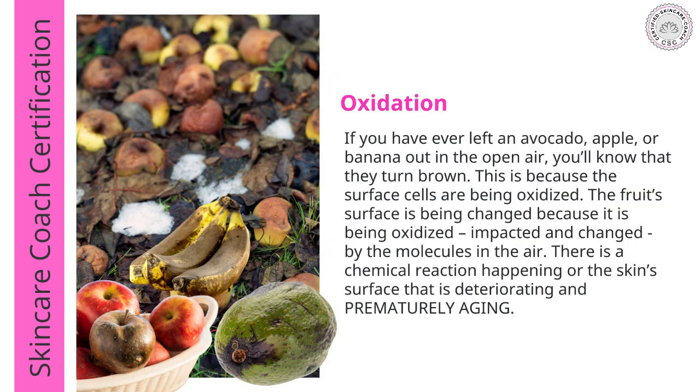If you've ever left an avocado, an apple, or a banana out in the open air, you'll know that they turn brown fairly rapidly, and that's because the surface cells are being oxidized. The fruit's surface is being damaged because it's being oxidized. It's being impacted and changed by molecules in the air. And that chemical reaction also happens to our skin on the surface. That's why it gets deteriorating, and it has premature aging because of this deterioration.